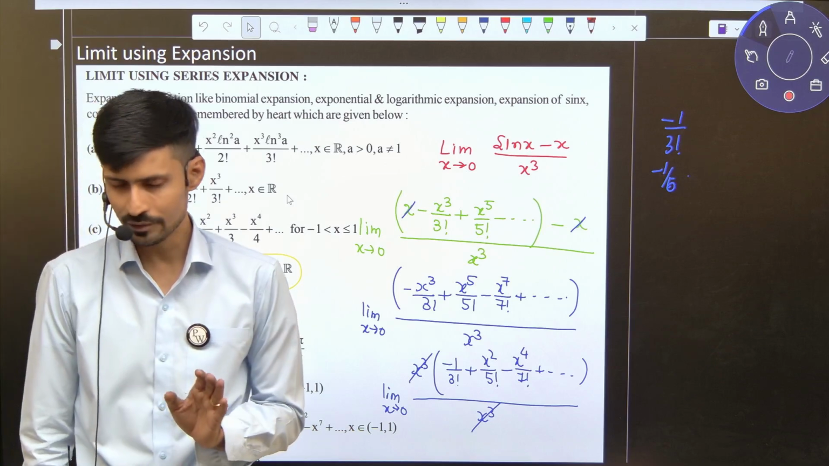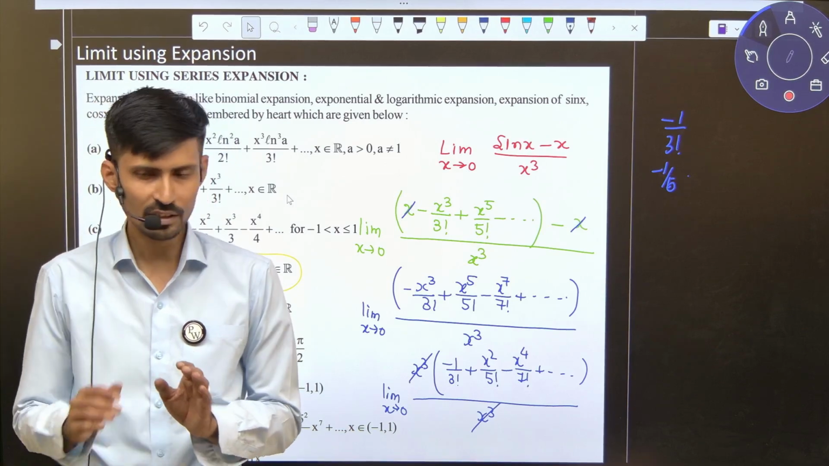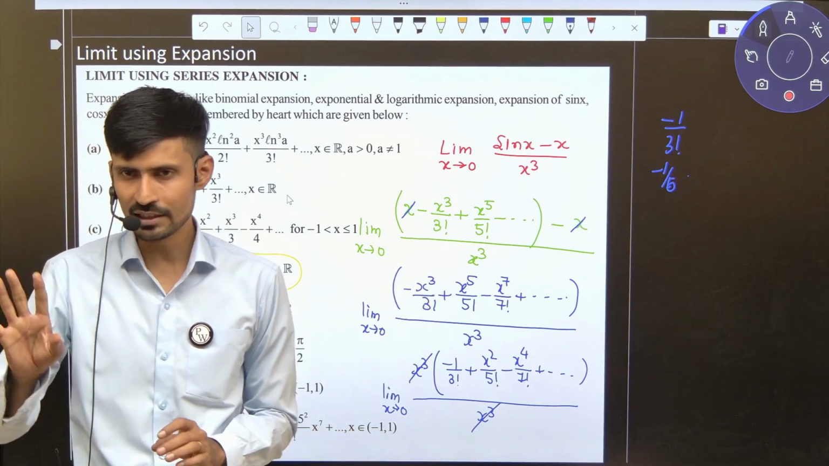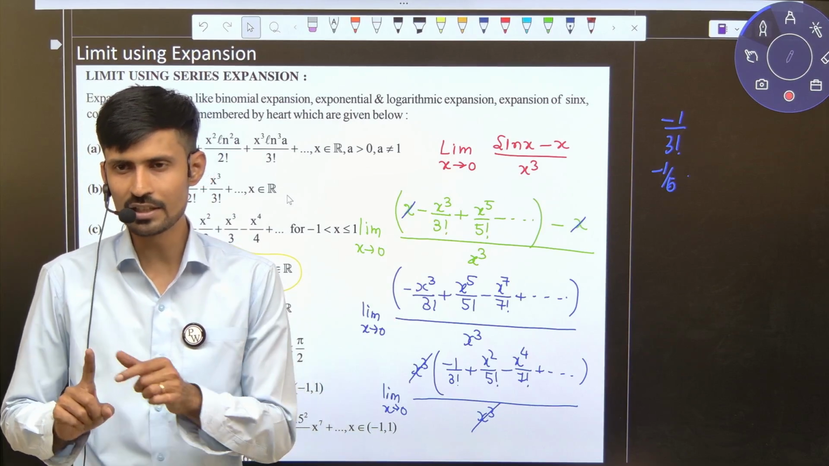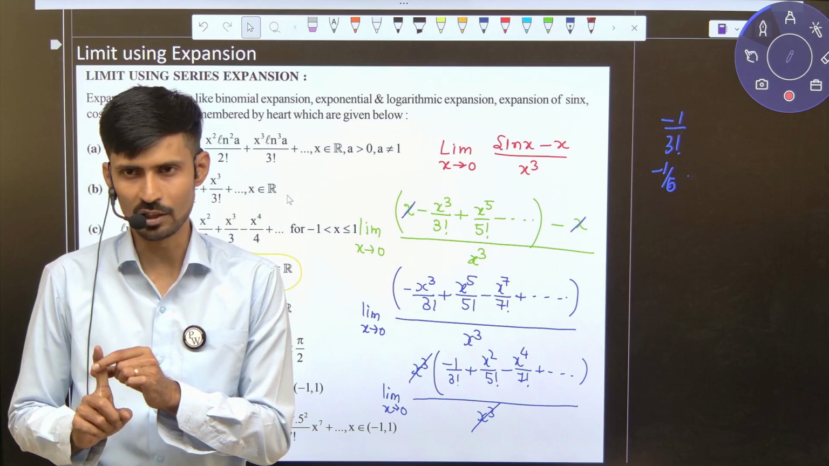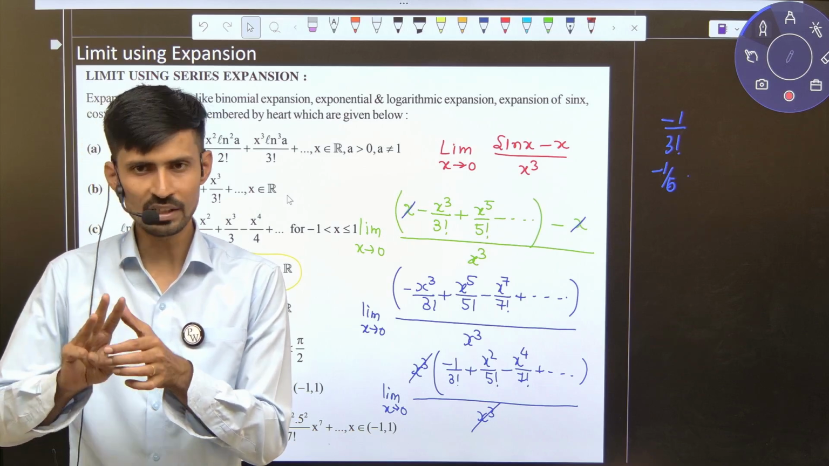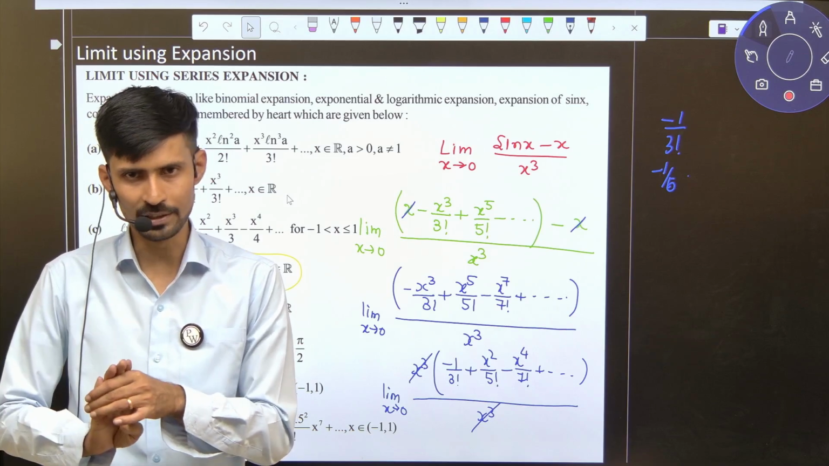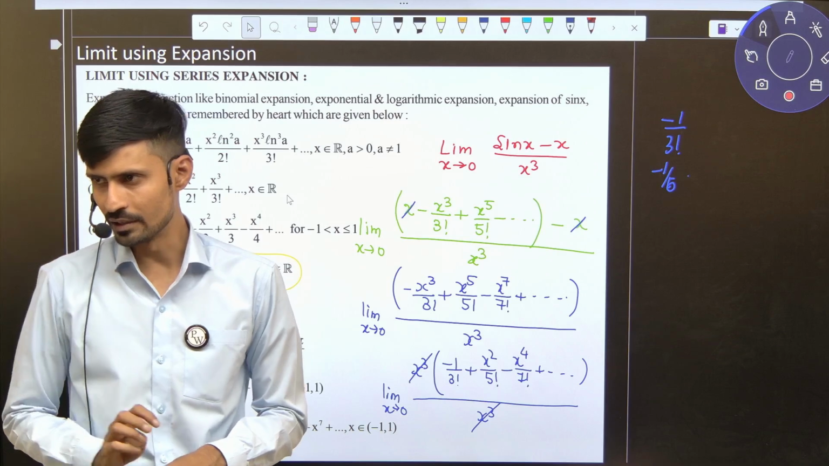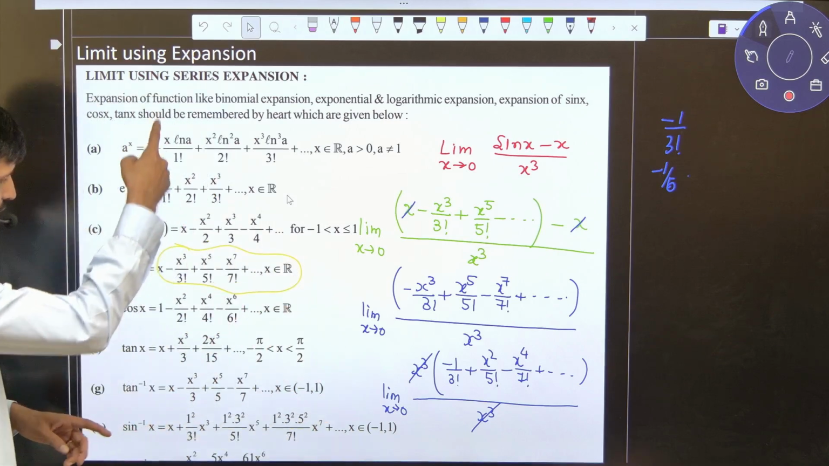How to approach? First thing is, we'll find how many functions are there. Total 4-5 functions are there. One is x raised to n minus a raised to n formula. Second is trigonometric limit, exponential limit, logarithmic limit. So 4 types of limit we have learned. And same thing you can see here.